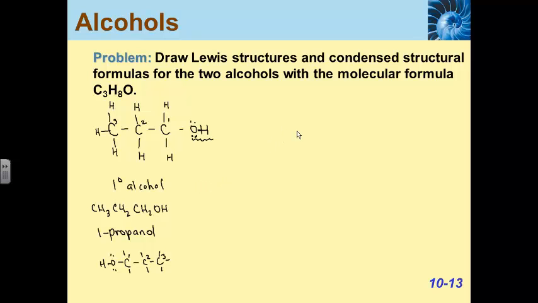Now, how else can we draw this structure? 3 carbons filling in the 8 hydrogens, and then leaving us an OH group for functional group. So I know that we had 3 carbons. In our primary alcohol, we actually attached the OH to either one of the ends. But what if we attached it to the second carbon, creating what's called a secondary alcohol? Let me finish drawing in those H's. So we would have a structure that looks like this.